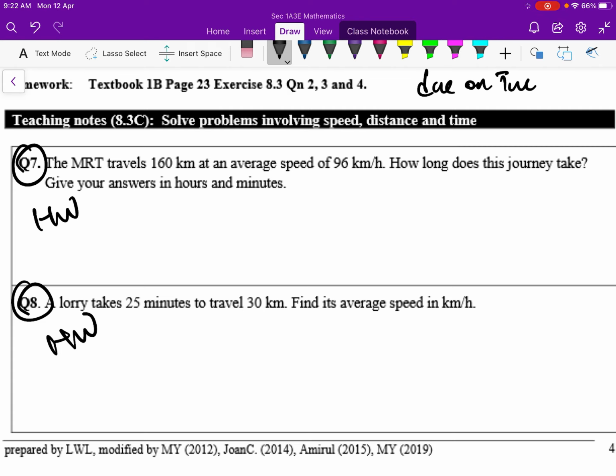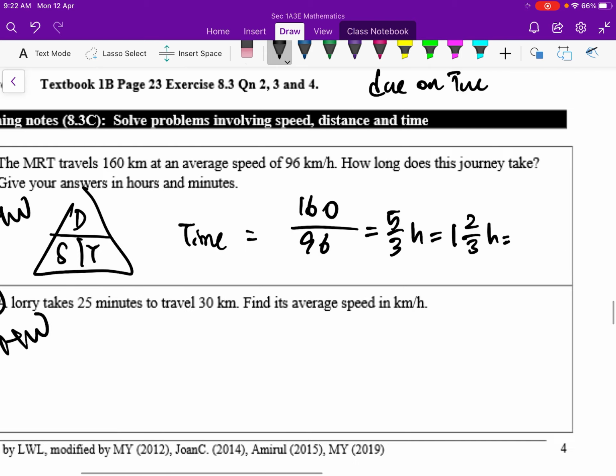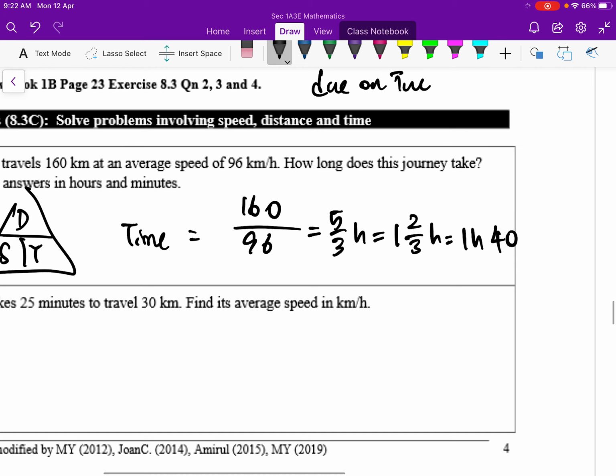MRT travels 160 kilometers, average speed 96 kilometers per hour. How long did the journey take? So if you need your triangle, draw it DST. So time will be our distance over the speed. So you get 5/3 of an hour, which is 1 2/3 hour, which gives us 1 hour 40 minutes.